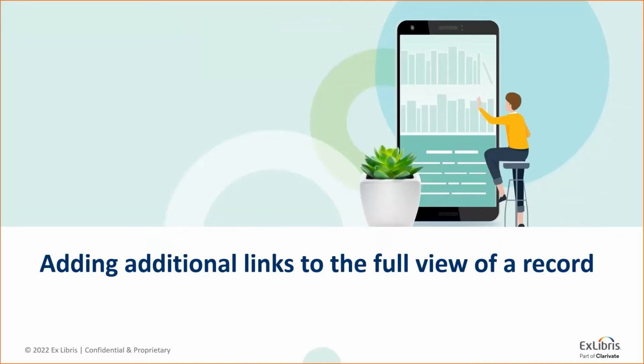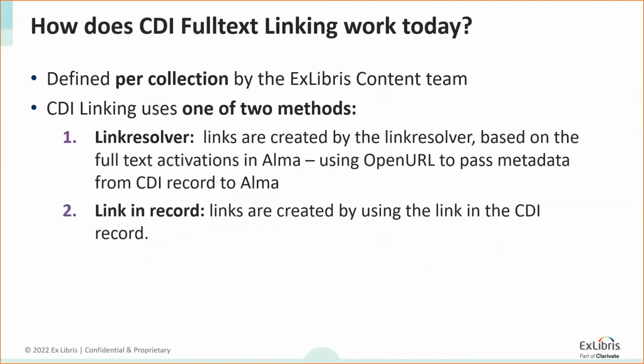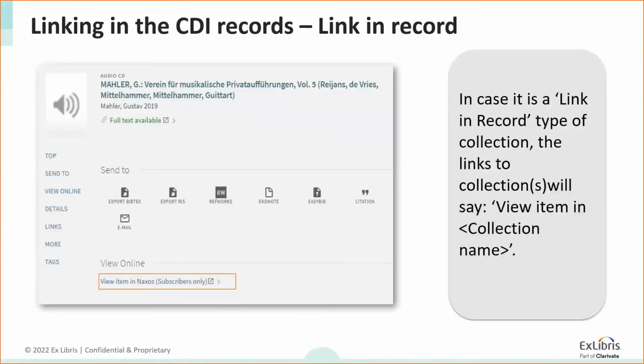Hi, this is Lieve Routers, and I'll be talking about the third part of this linking presentation, and this is about a new feature that we're introducing, which is about adding more links to the full view of records in your Primo interface when they're coming from CDI. So, as Christine and David mentioned before, we have two methods for linking to the full text for CDI records, and essentially also for records in Primo in general. We have the link resolver method and we have the linking records method. I'm not going to explain them again, but let's look at what they actually look like for an end user.